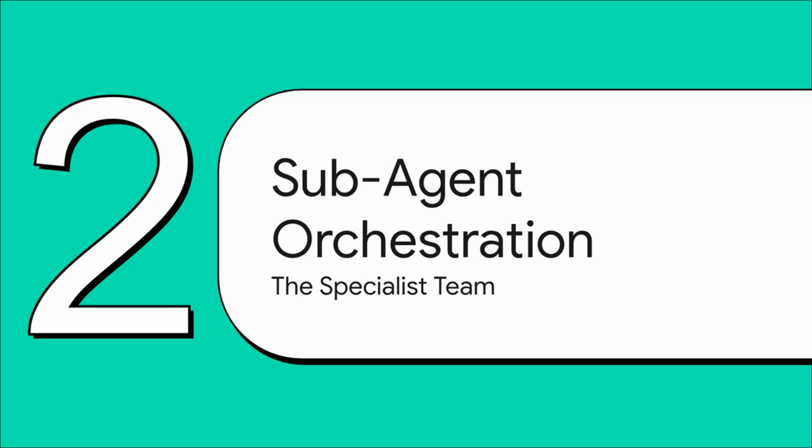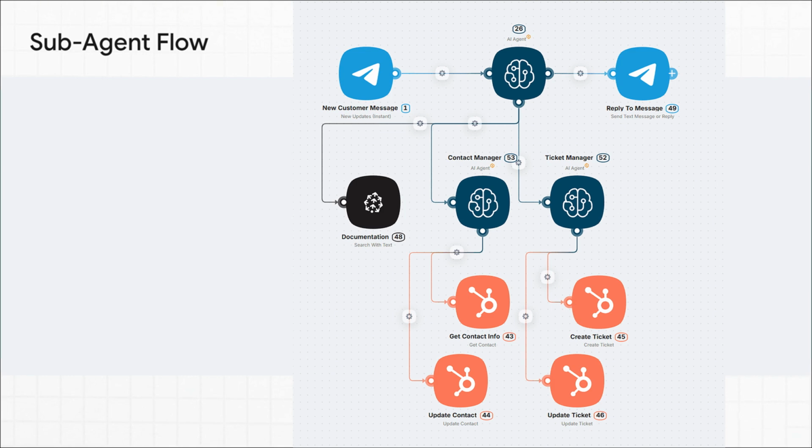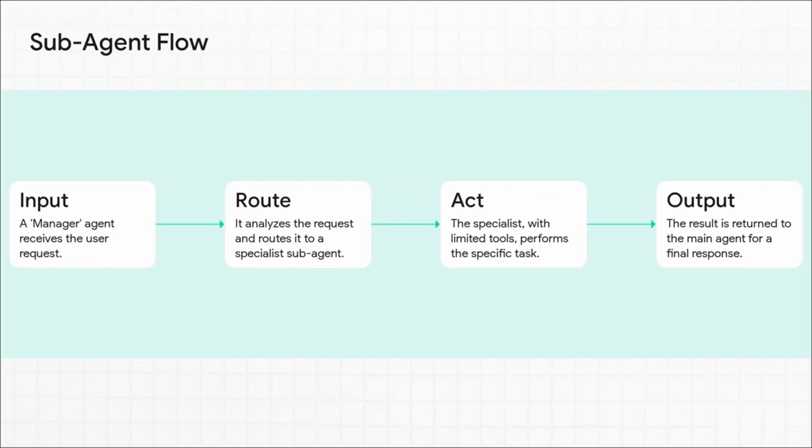So here's how it works. A request comes in, but this time it hits a main orchestrator agent. This agent doesn't actually do the work. Its only job is to look at the request and say, this is a job for the contact specialist, and routes it over. Then that specialist, who only has a very small, very relevant set of tools, does its thing and reports back. It's much more organized.